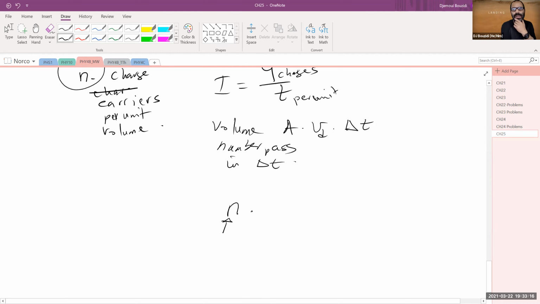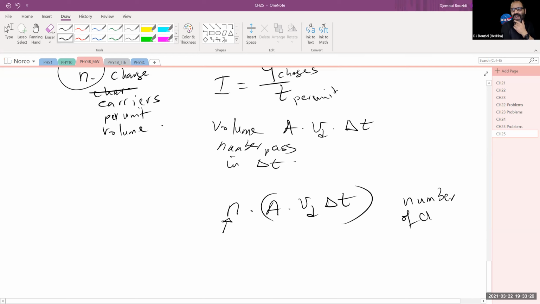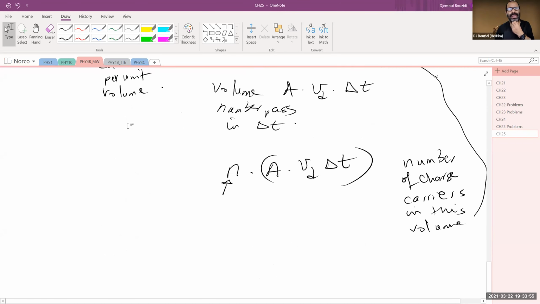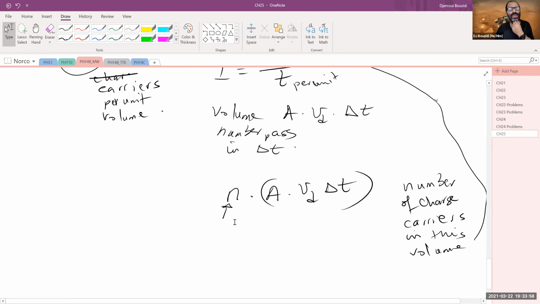So this is a property of the material times the area times VD delta T. Now this is the actual number of charge carriers, those Qs basically, in this volume. Which volume am I talking about? This one that has passed in 1 second, the shaded volume. Remember, the number is huge. It's of the order of 10 to the power 18. Even in an insulator, this number is still big. This is a property of the material, the density of charge carriers per unit volume.